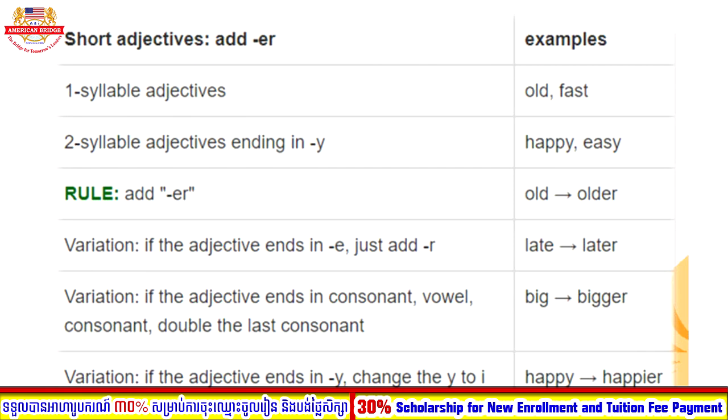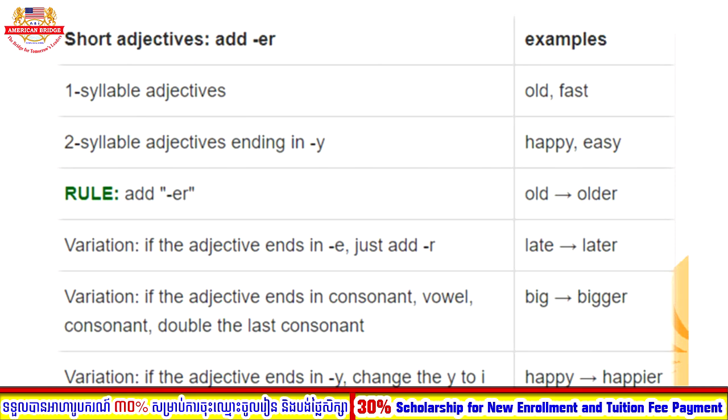Like the word big, we have to note that if you add ER to that adjective, and the word ends in consonant, vowel, consonant, double the last consonant. Like the word big, bigger, so you see double G, right? You understand? Okay, good. Next, happy, happier.